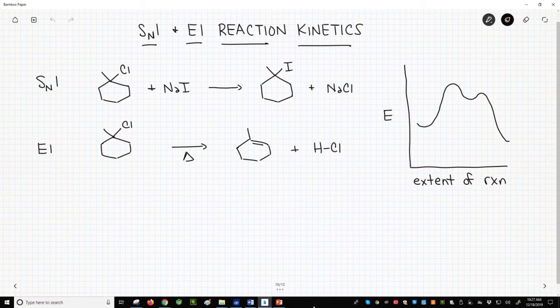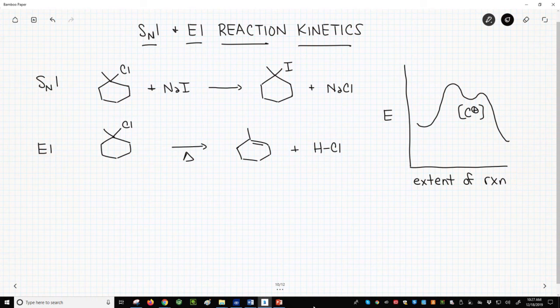Energetically, both reactions look very similar. Why do they look the same? Well, both are two-step processes with a common intermediate, carbocation. The one in SN1 and E1 indicates that the reaction is unimolecular in the rate-determining step.